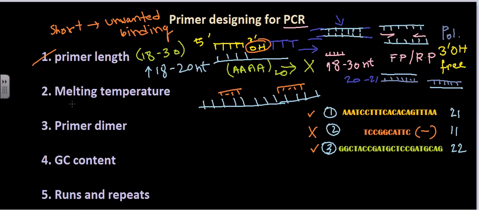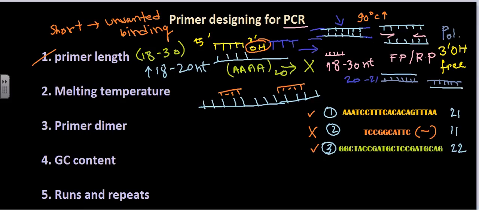Now let's move on to the second criterion, which is the melting temperature. Melting temperature is important. What do we mean by melting temperature? Remember, in the PCR process we have just discussed, the first step is to denature the target strand. For this denaturation, we need to provide a high temperature, almost 90 degrees Celsius and above. After the denaturation, we lower the temperature so that the primer can anneal at this place. This is called primer annealing or primer hybridization.